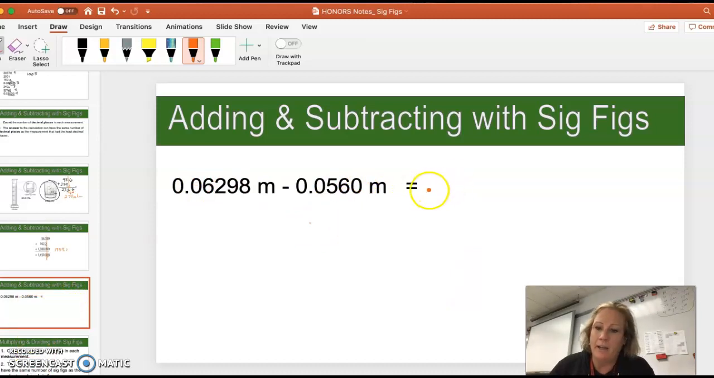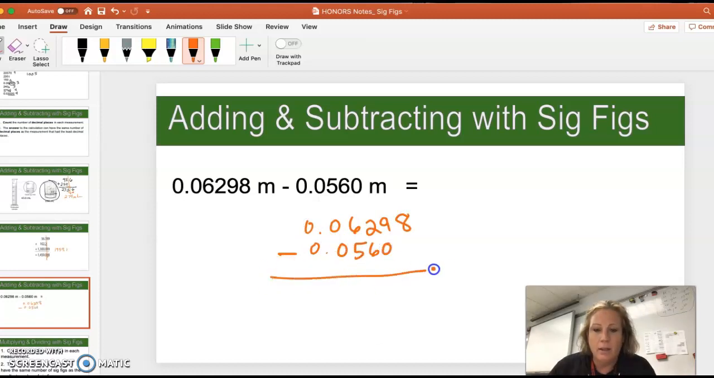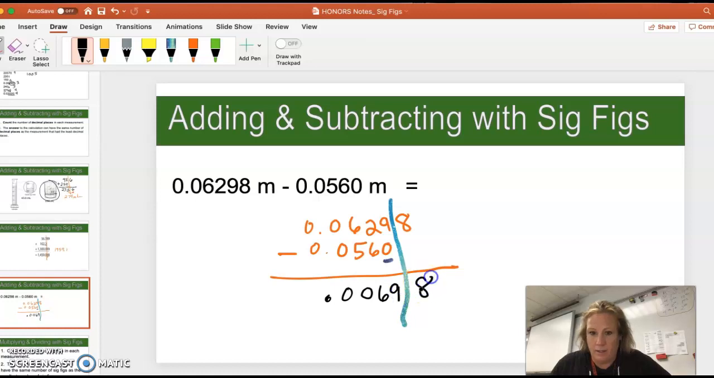So here's another problem. You could try it and then pause and see. When you subtract here, again, you may find it helpful to actually stack them. 0.0560. If you're a visual kind of learner, you can see right there's where I'm going to need to cut. So when I do this, I get 0.00698. And I can only go to this decimal place. The 8 tells me to round up, which would make that a 10 and that a 7. So my answer would be 0.0070 meters.